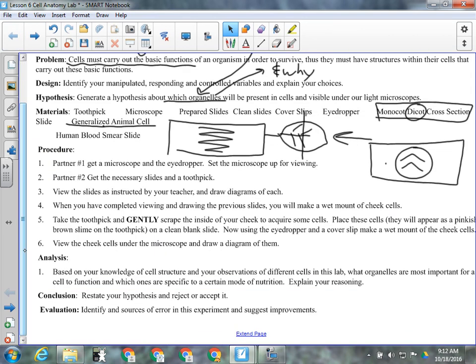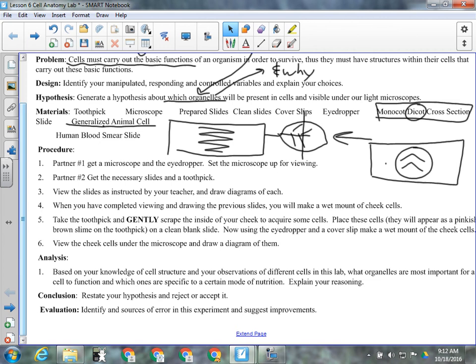For the analysis, there's only one analysis question, but I'm looking for a paragraph answer here that does some explaining. Based on your knowledge of cell structure and your observations of the cells in the lab, what organelles are most important for a cell to function, and which ones are specific to a certain mode of nutrition?